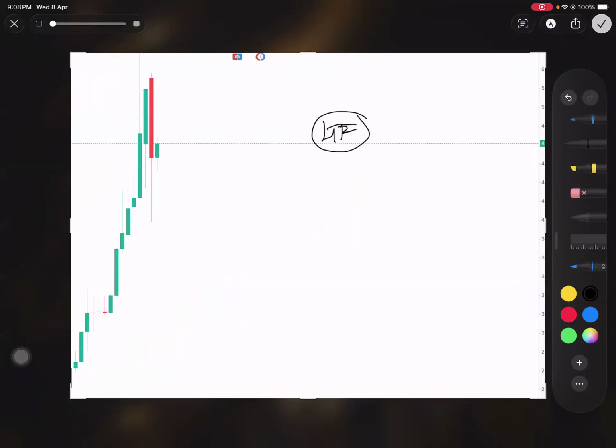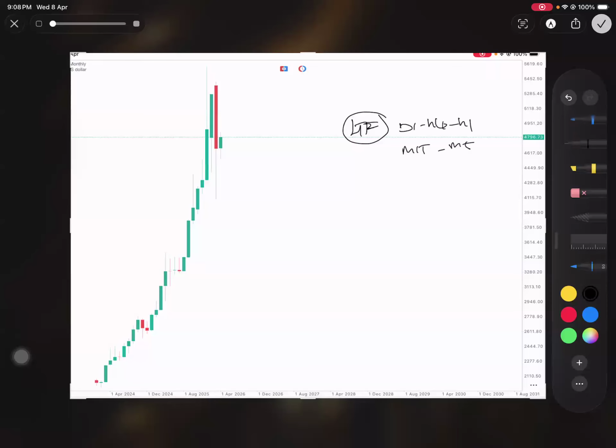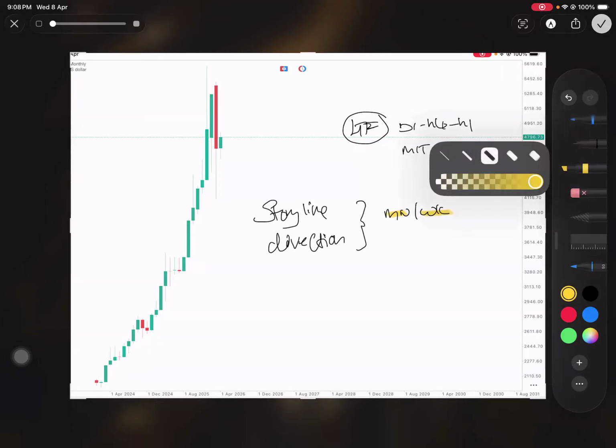For the lower time frame, I will say it's actually daily, H4 and H1, and 15 and below is the lower time frame. So for the storyline, the direction, you have to look at the higher time frame. It will start on monthly and weekly. A lot of people will mistakenly say, why do I need to look at monthly and weekly, it's too big a time frame, I want to go straight to the H4.